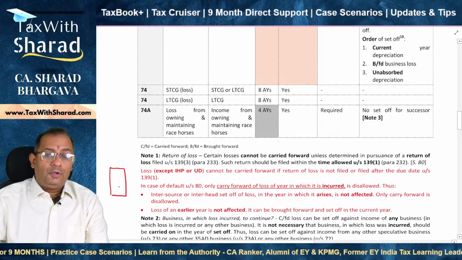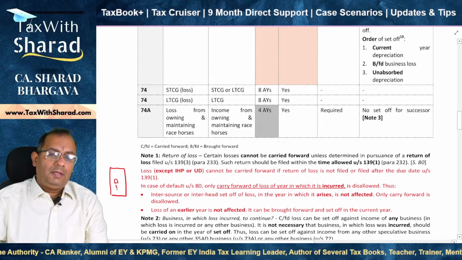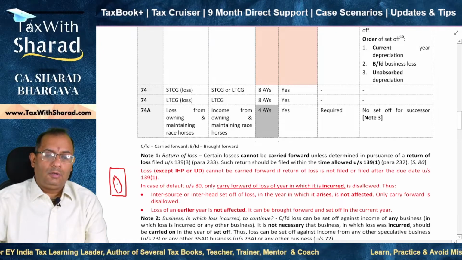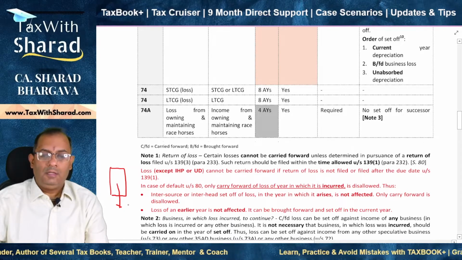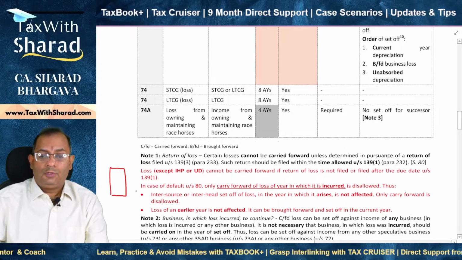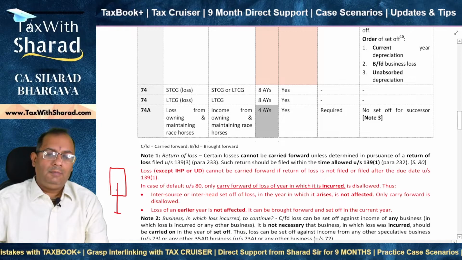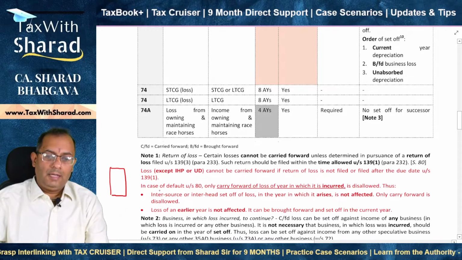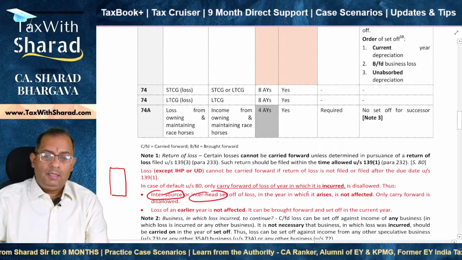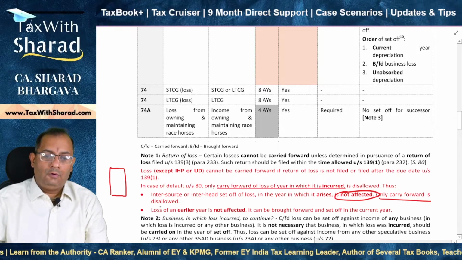What you cannot do is that after intra-head or inter-head set-off, if there is a loss, say, from business which is still unabsorbed, then you cannot carry it forward to the subsequent year if you have not filed the return of loss within time. If you have filed the return of loss properly, then you can carry it forward to the subsequent year. If you had not filed the return of loss within time, then you really cannot carry it forward. So that means inter-source or inter-head set-off of loss in the year in which it arises is allowed. That means it is not affected. Only carry forward is affected.